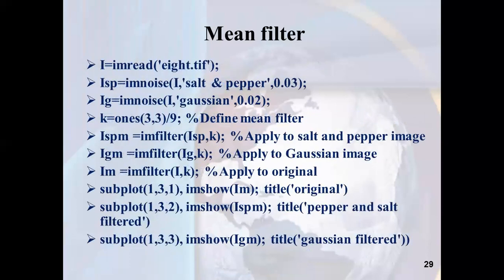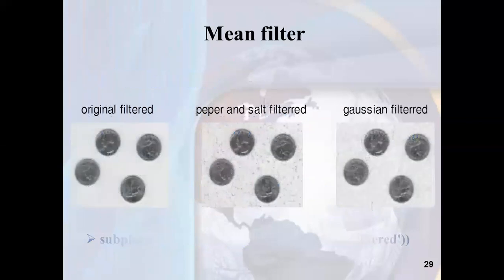So we take the image and we apply salt and pepper and Gaussian noise. And after that, we use the image filters and we apply the mean filter with a window of 3 by 3, which is 1/9 for all. And we can see the result. So this is the original image. This is when we apply salt and pepper noise, then filtered by the mean filter. This is when we apply Gaussian noise and filtered by the mean filter.